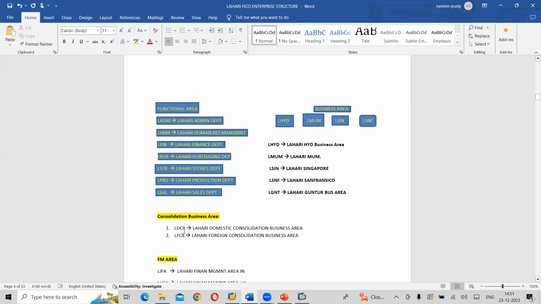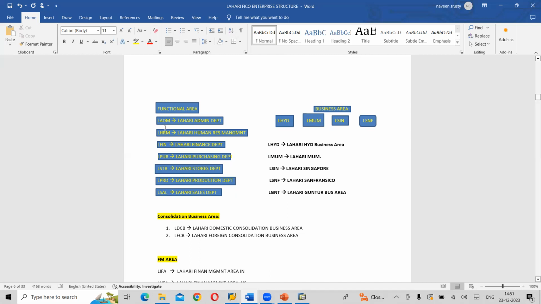LDCB, that is nothing but Lahari Domestic Consolidation Business Area. Next one, LFCB, Lahari Foreign Consolidation Business Area. Okay. Next one, departments, functional area.